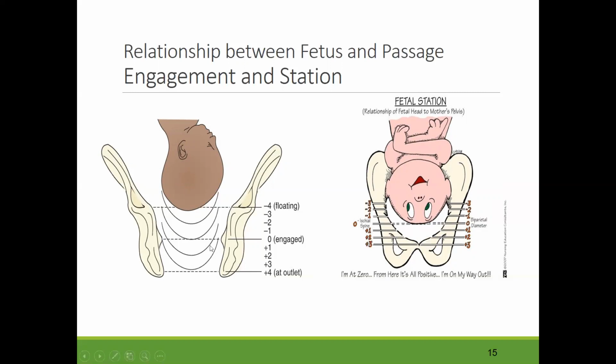Then once it's actually at those ischial spines and touching, if you want to think of it that way, trying to fit through that narrowest part, it's considered engaged, and it's at a 0 station. So it's like it's halfway through the pelvis. And then once we start past that, we start getting positive numbers. And then we get +4 is at the outlet. So baby's crowning by that point. So that's why the other one says +4 is on the floor. That's how you remember that +4 is the pelvic outlet, not the pelvic inlet, because +4 is on the floor.